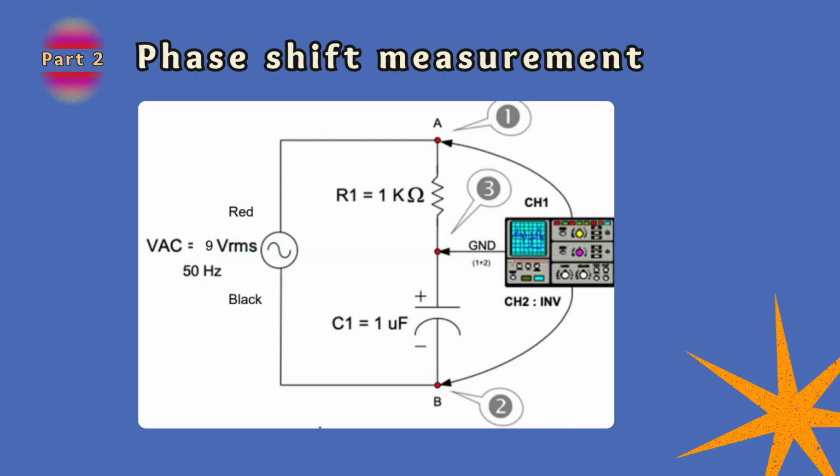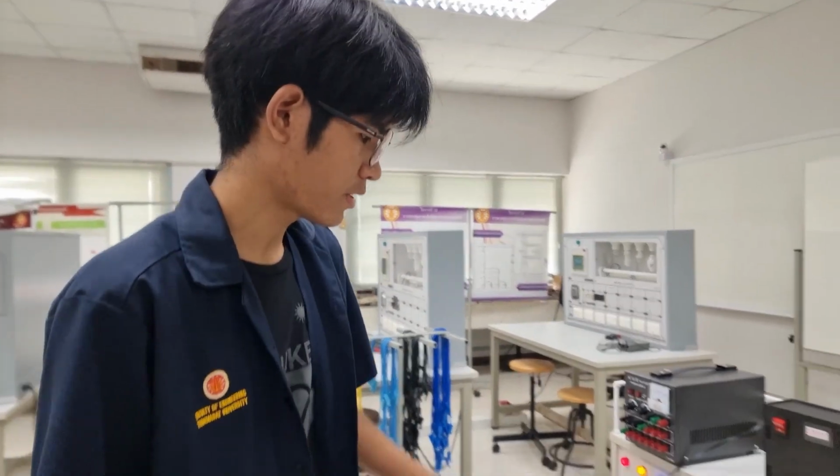In the second circuit, there will be an RC circuit which we'll discuss about the phase shift. In this circuit, we'll use both channels of the oscilloscope. Channel 1 will be connected to the resistor, and channel 2 will be connected to the negative terminal of the capacitor. Both of the ground will be connected in between resistor and the capacitor. And notice that the resistor and the capacitor is connected in series. Our main components have two components.